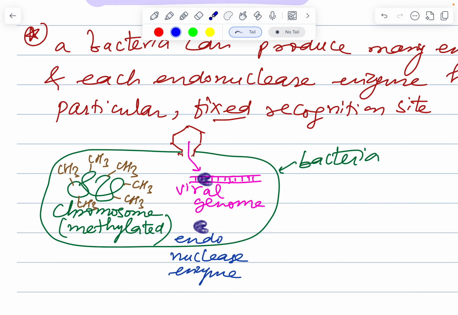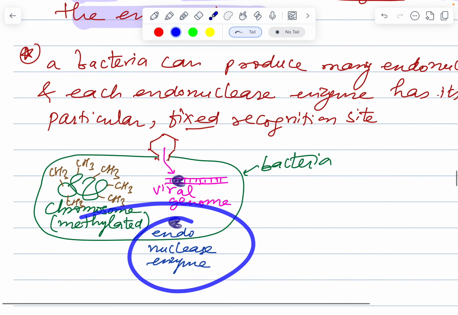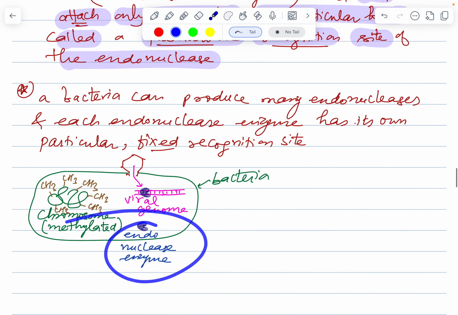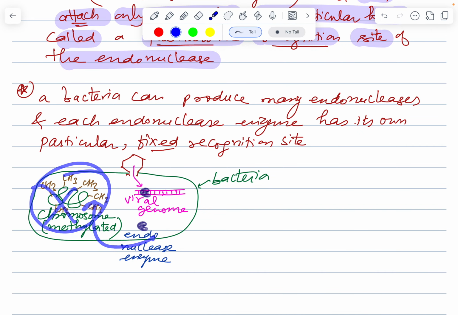So do you think the virus is going to grow inside the bacteria now? Of course not. So what are endonuclease enzymes? They are the defense mechanism of the bacteria against the virus, because they can digest the viral genome. Can they digest the host's own genome also? No, because that is methylated and protected. But can they digest the viral genome? Yes, that is what they are meant for.